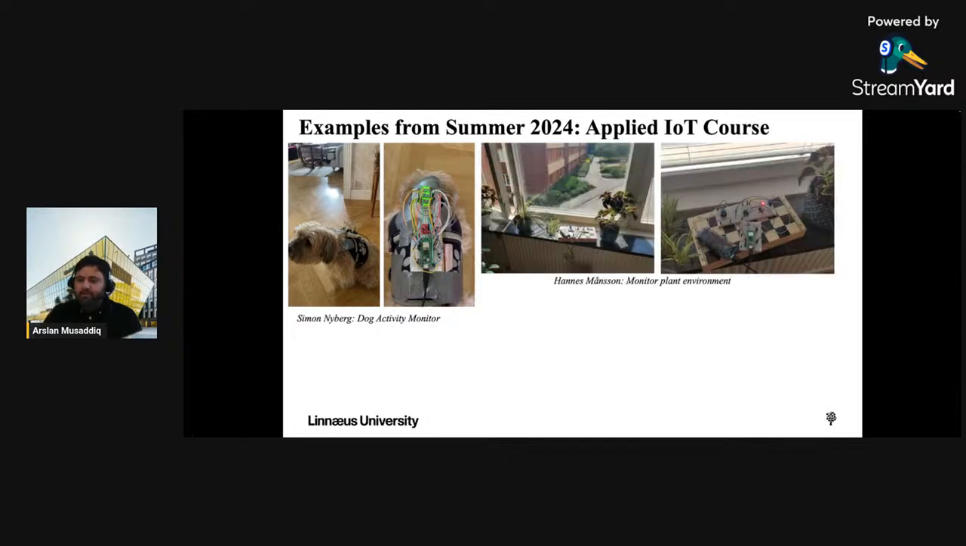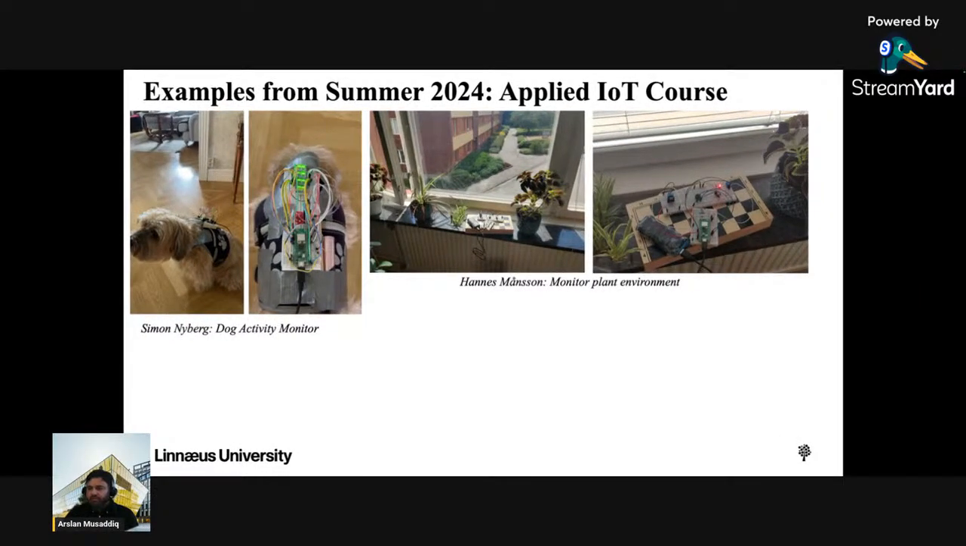Another example was a plant monitoring system in a home or office setting. The IoT sensors measured key factors like soil moisture, temperature, and light level, sending real-time data to an app. So this allowed the user to receive an alert when their plant needed attention.